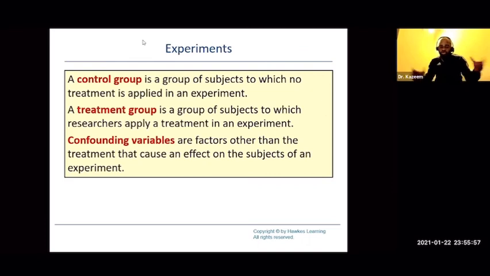Of course, the control group is a group that receives no treatment. They're only going to receive a placebo. They are being used as a point of reference. They receive nothing. Now, the treatment group is a group that actually receives treatment.